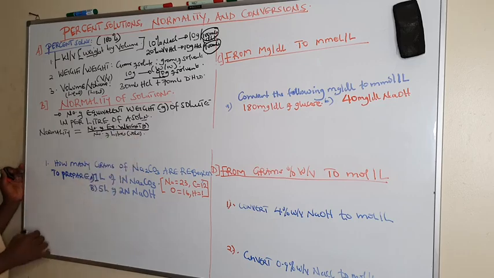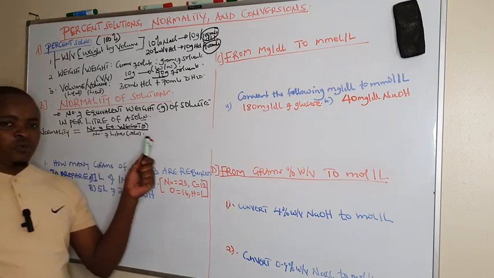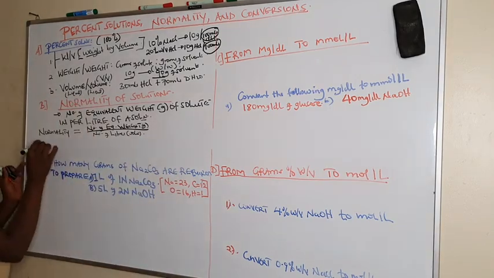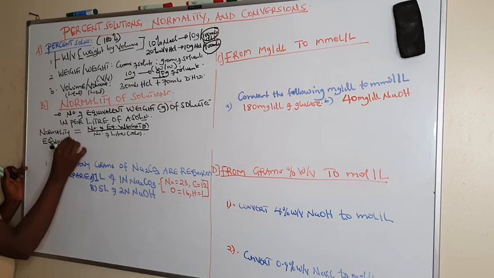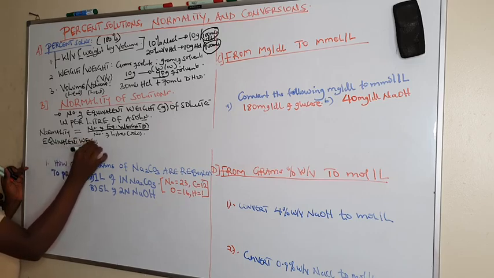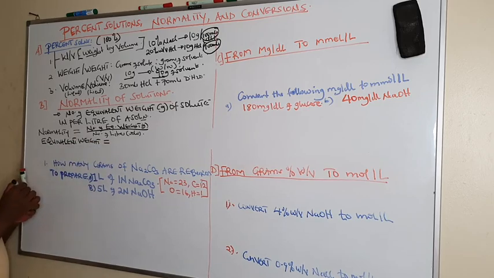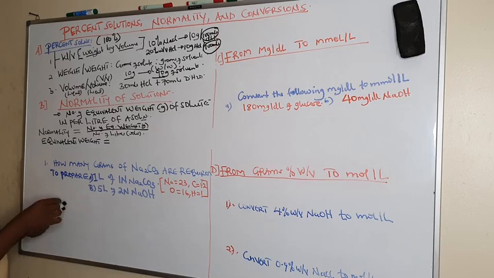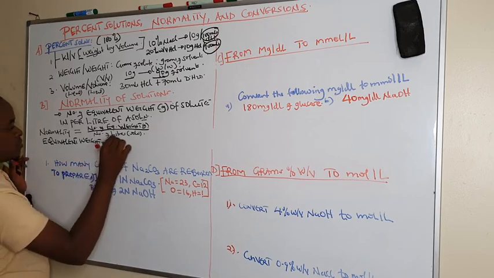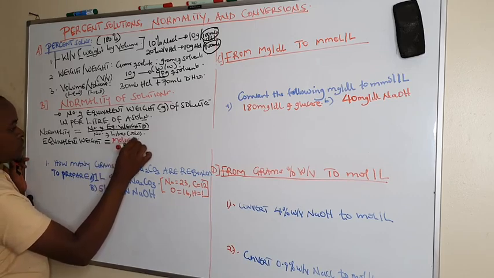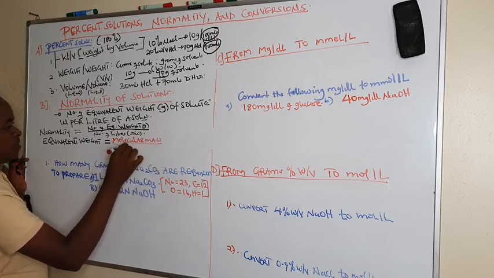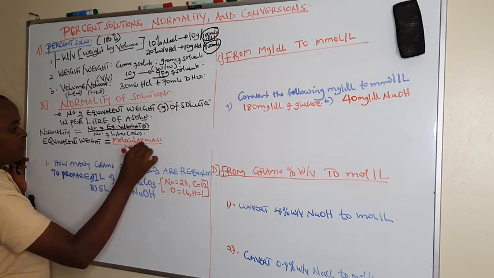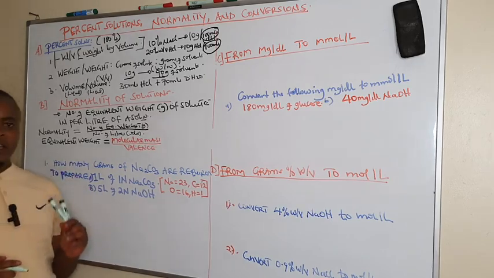That is what we can use the formula. Then another formula, we know that equivalent weight is equal to molecular weight or molecular mass, you divide by valence, whereby valence is the combining power of an element.